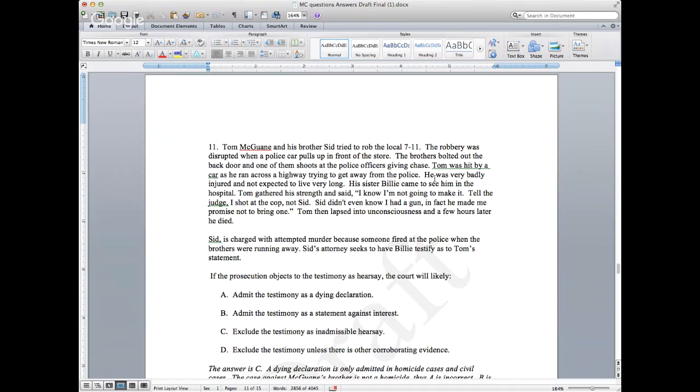Tom gathers his strength and says, "I know I'm not going to make it. I think I'm going to die. Tell the judge, okay, I shot the cop, not Sid. Sid did not even know I had a gun. In fact, he made me promise not to bring one." Tom then lapsed into unconsciousness, and a few hours later he died. Looks like here comes a dying declaration. He's under the impression that he's going to die, so we have the first trigger for a dying declaration fulfilled.